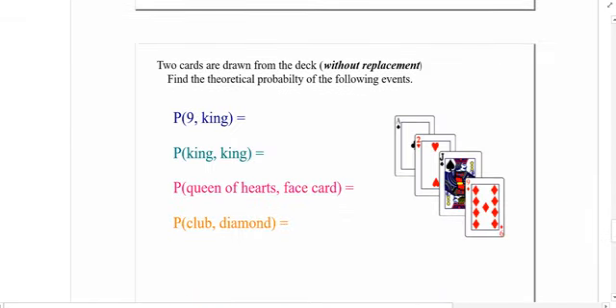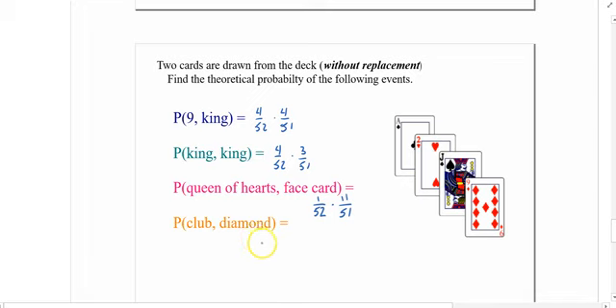One last set. This is without replacement. A 9 would be a 4 out of 52 times a king would be a 4 out of 51. A king and then another king. 4 out of 52 times 3 out of 51. The queen of hearts, there's only one of those. 1 out of 52. Times a face card. Now, how many face cards are there? Well, there's 12. But remember, we already took the queen away, and the queen's a face card. So that means there's only 11 face cards left out of 51.